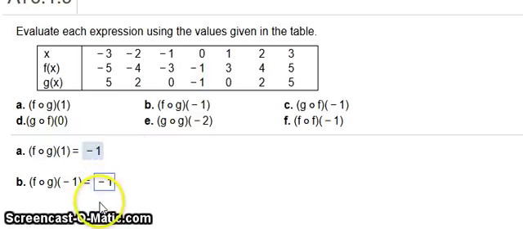Alright, let's do one more so that we get a different answer. Hopefully. G of F at -1. Alright, so now I start with -1 and I plug it into F first. I plug -1 into F, looking at the table I get -3. So I then take the -3 and I plug it into G. -3 plugged into G is right there, that gives me a 5.